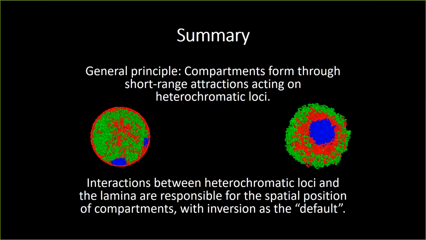And so the inverted nucleus is also, in some sense, the default organization of the nucleus, which then I suppose raises the question of why most cells would spend the effort of bringing the heterochromatin to the exterior when inverted nuclei seem to be perfectly functional.